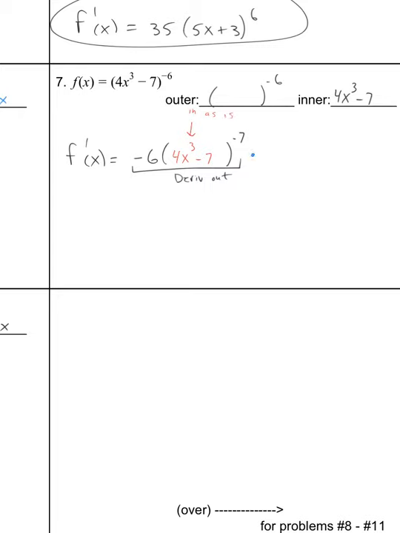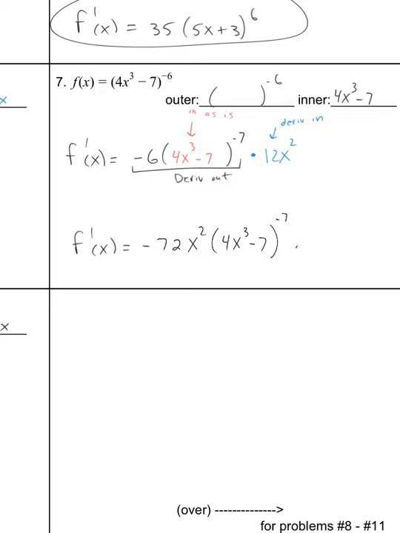Third step, we multiply everything by the derivative of the inner, and this is power rules. The derivative of 4x to the 3rd is 12x squared. The derivative of negative 7 is just 0. So this right here is the derivative of the inner. We have all 3 steps. To simplify this, again, you just multiply the numbers together. Negative 6 times 12 would be negative 72x squared, and then we have 4x to the 3rd minus 7 all to the negative 7th.